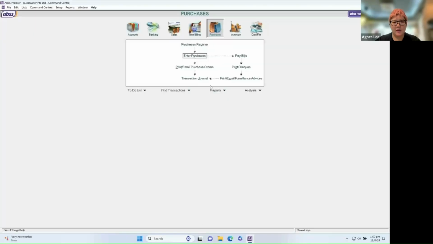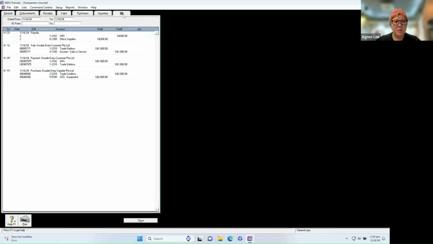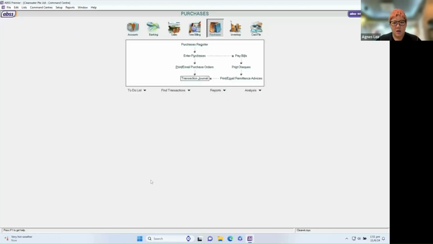So let's look at the double entry. It will be purchase, credit trade creditors, debit cost of sales equipment. Of course, when we have the so-called AP, trade creditors, we need to offset it. If not, it's always outstanding, which means you haven't made payment to your supplier.